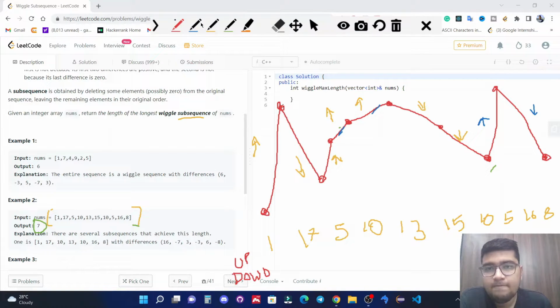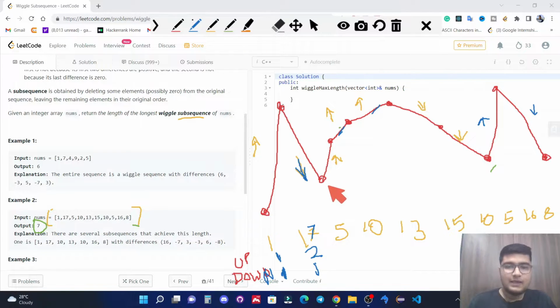Let's say for the first element it can either go up or go down. So we can consider both possibilities, both values. Now the next one we have is up, so we will update up with 2, and down will remain the same. Now again the next one we have is down. So what we can consider is that the previous one must be up, that's why we get down. So whenever we get down we will update down with up plus 1.